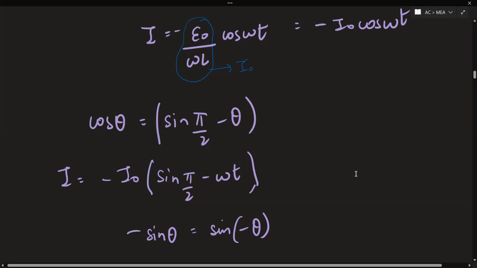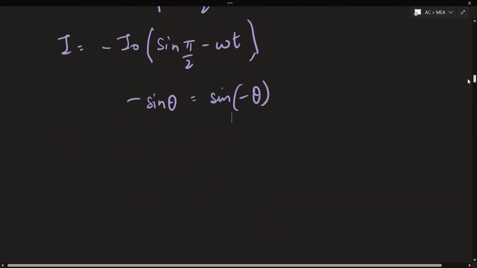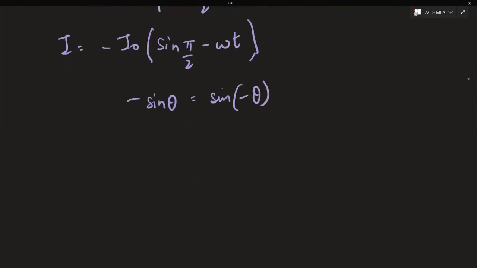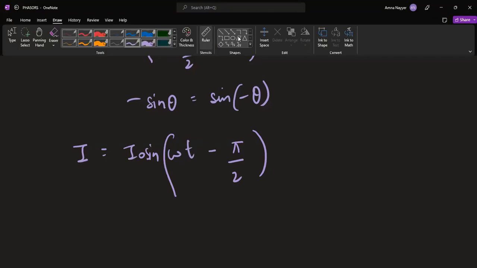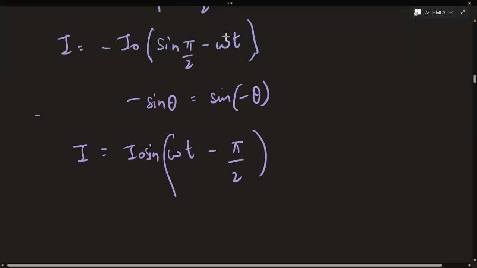So minus sine theta is equal to sine minus theta. So what can we write? Now we can replace this minus sine theta as what? See, equation I. This becomes equal to I naught. Now this you can interchange, because this has become plus, this will become minus omega t minus pi by 2. And this sine will also be there. So the final formula of current is this.